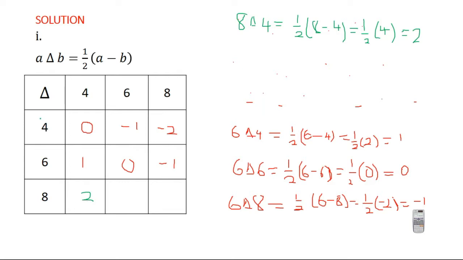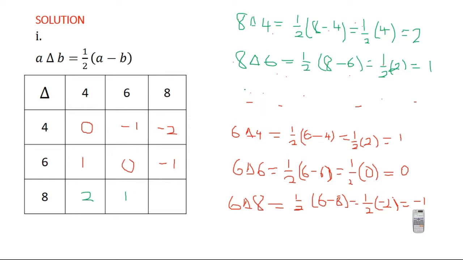Look at 8 delta 6. So 8 delta 6, we are going to get 1 over 2 into bracket 8 minus 6. You know that 8 minus 6 is 2. So 1 over 2 times 2 will give us 1. So here is 1. Then we have 8 delta 8.